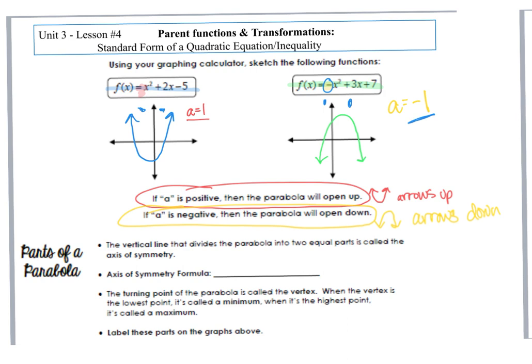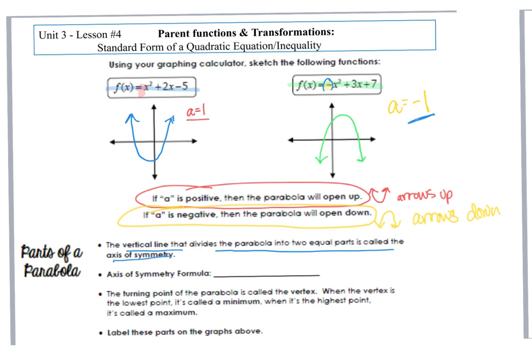Every parabola has something called an axis of symmetry. We all know what symmetry is: we could fold it over a certain line and our two sides would match up. We did that with our absolute value functions, and our V's were symmetrical as well. Every parabola has a vertical line that divides the parabola into two equal parts called the axis of symmetry.